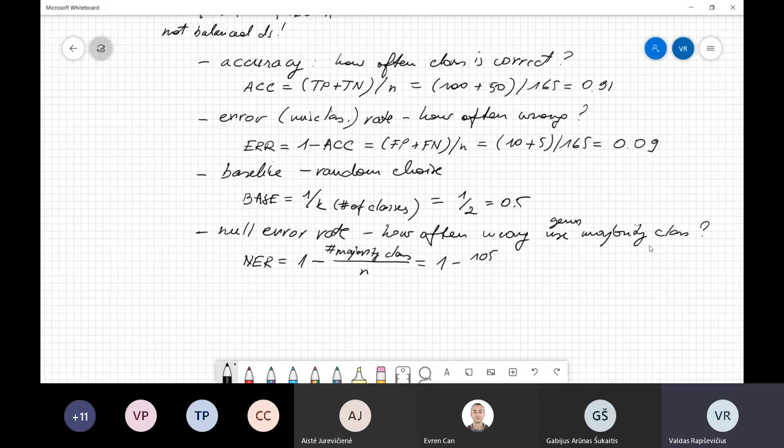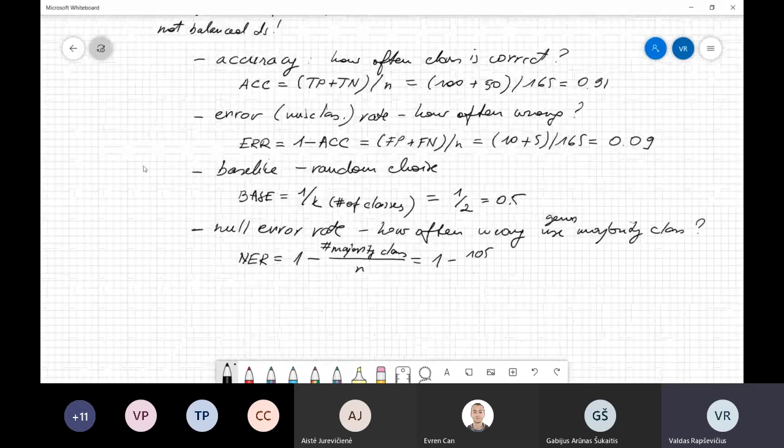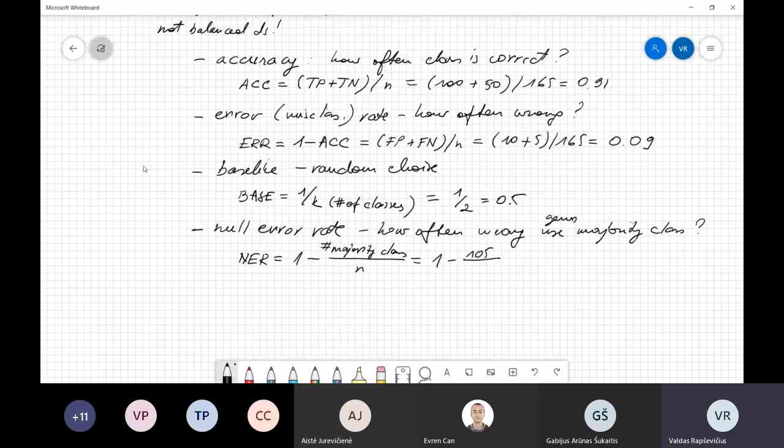105, right? So in our case, the majority class, the one with more observations, is y equals 1. So 1 is our majority class, 105, and it's divided by n. So n is 165, right? And it is equal to 1 minus 0.64, and it's equal to 0.36.